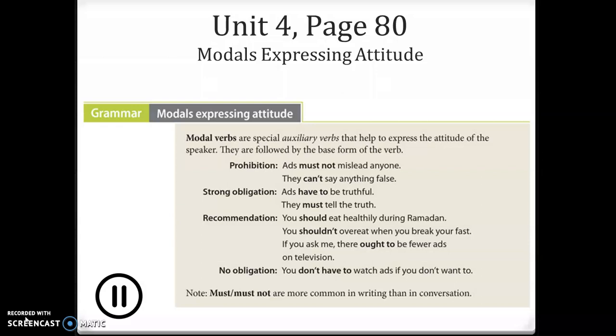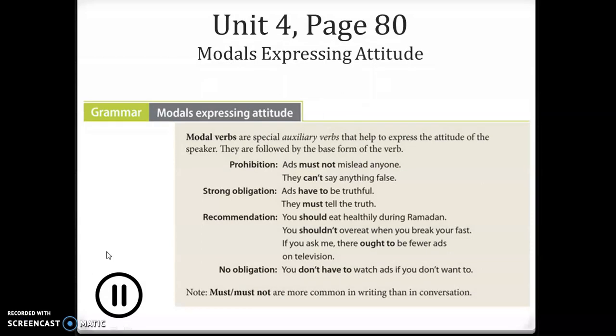Perhaps a recommendation. You should eat healthily during Ramadan. You shouldn't overeat when you break your fast. If you ask me, there ought to be fewer ads on television. No obligation. You don't have to watch ads if you don't want to. Note that must or must not are more common in writing than in conversation. Did you notice ought to? Ought to is always with to.